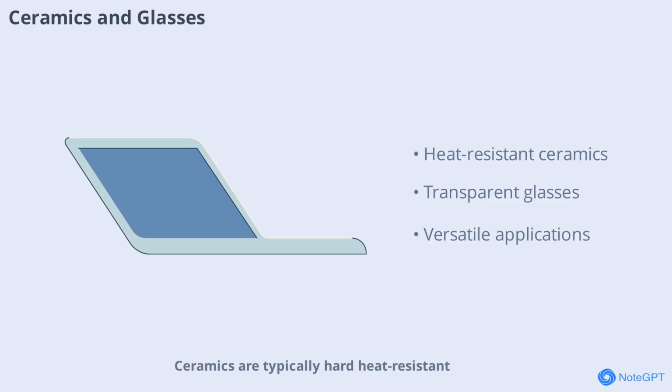Ceramics and glasses are important classes of solids with a wide range of uses. Ceramics are typically hard, heat-resistant, and used in everything from pottery to spacecraft. Glasses, being amorphous solids, are valued for their transparency and moldability. Both materials are essential in construction, technology, and art, showcasing the versatility of solid-state chemistry.